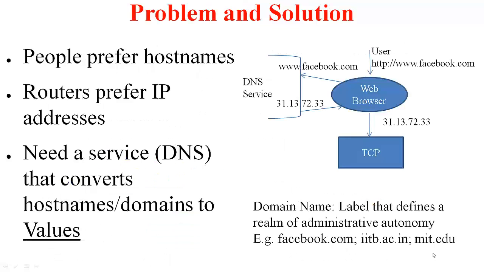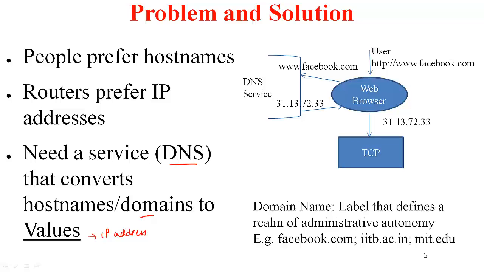So here is the problem. People prefer host names whereas routers prefer IP addresses. So we need a service that converts host names to IP addresses, and that service is the domain name service. In reality, DNS does more than host name to IP address translations. It can convert host names as well as domains to what are called values. IP is an example of one such value. We will see more of these values later.